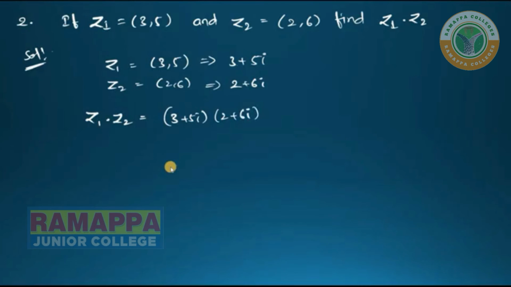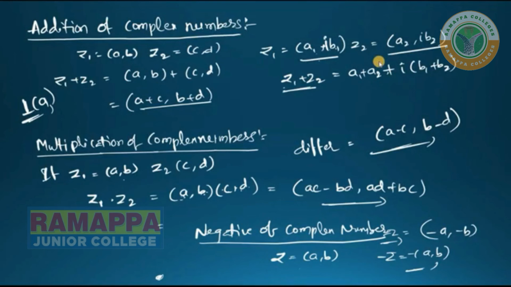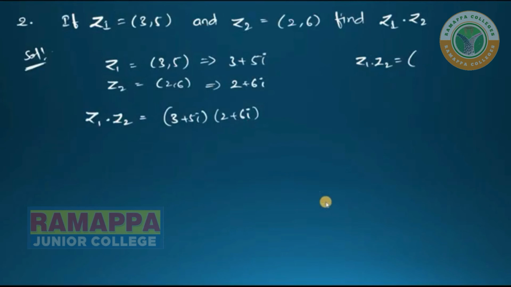We can also write it directly. I told you one formula there: (AC minus BD, AD plus BC). This formula we can use, and we will get the same answer. If you use the complex form of these given points, then we will also get the same answer.